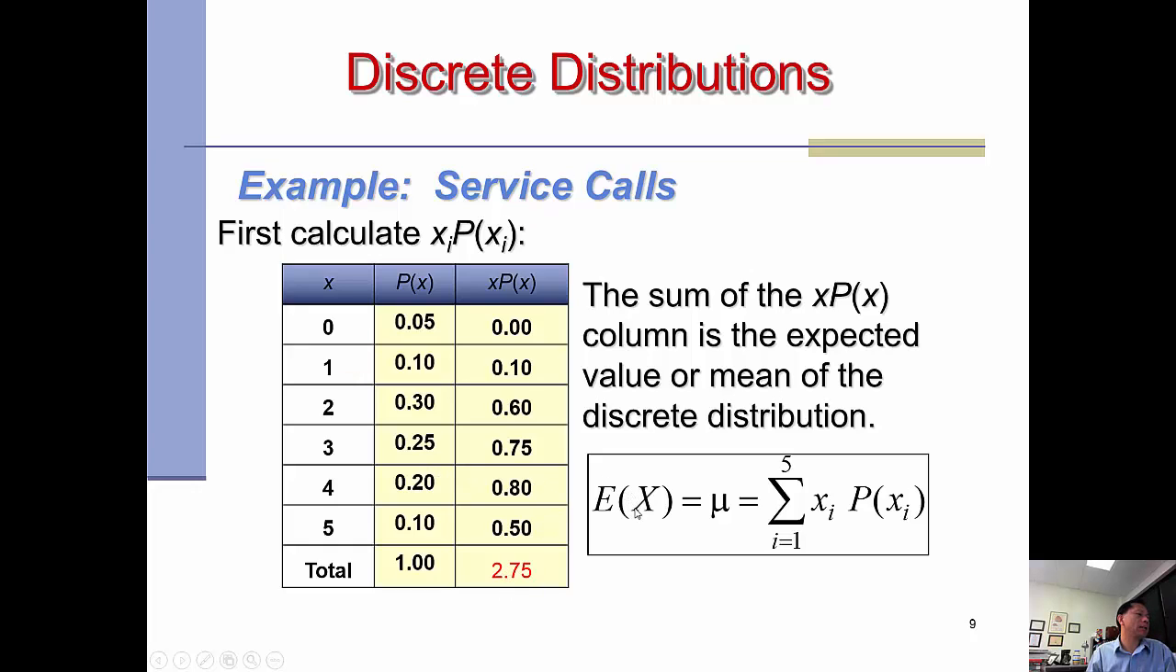Remember, the expected value equals mu, or we call it mean, and this big sigma sums up from the first one to the fifth one. Why is the 5 here? Because we have from 0 to 5, right? And xi times pxi. Okay? And actually, this should be 6 here. There's a little error here. This should be 1 through 6, because we have 1, 2, 3, 4, 5, 6 observations. Right? And if we add up all these in this column right here, that's exactly what this equation is about. So the expected value is going to be this red number, 2.75.